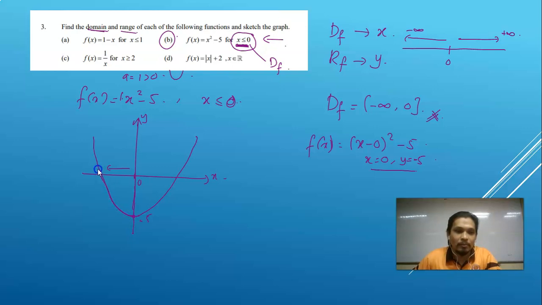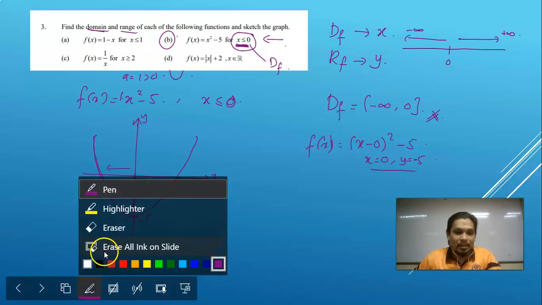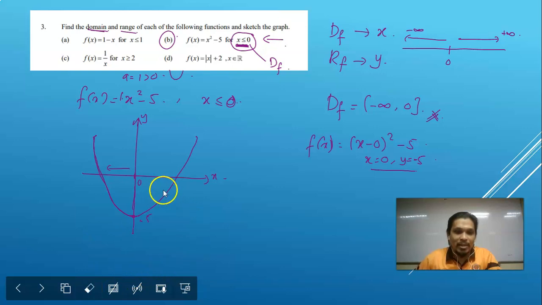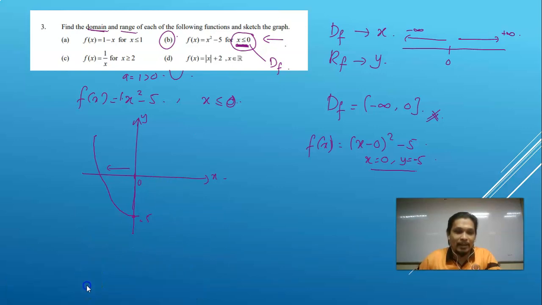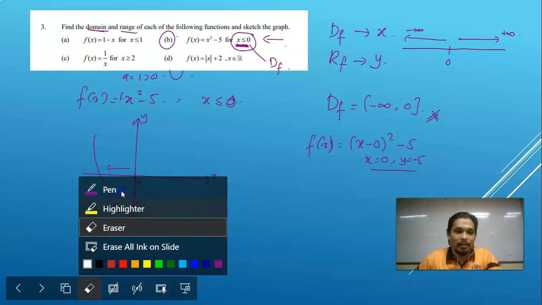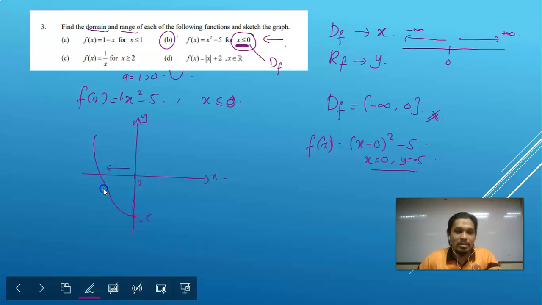There you go. So, what's next? We erase this part. Then, this is the graph. Okay, sorry.